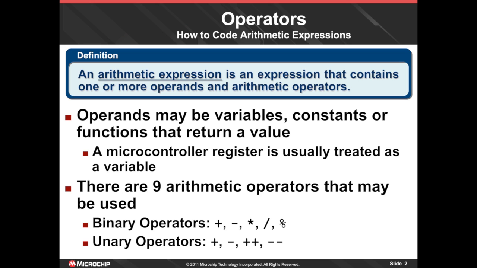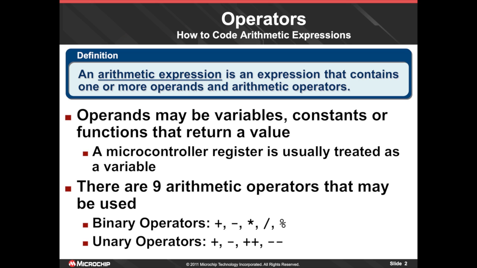An arithmetic expression is one that contains one or more operands connected by arithmetic operators. These operands may be variables, constants, or a function that returns a value. There are 9 in total that may be used in an arithmetic expression, and these are broken up into 2 categories. Binary operators, which has nothing to do with the binary numbering system, require 2 operands, one on either side of that operator.